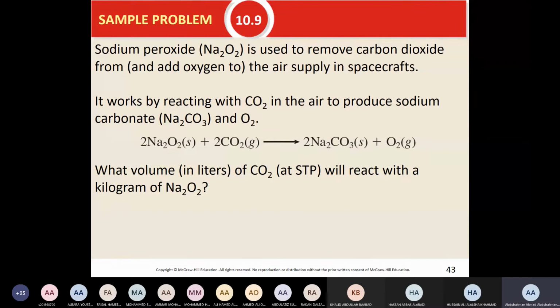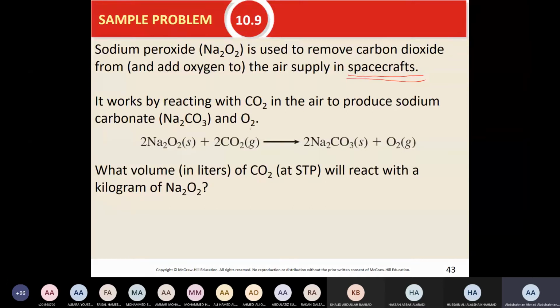Sodium peroxide is used to remove carbon dioxide from the air supply in spacecraft. So in spacecraft, you know, what do they call it in Arabic? The space shuttle. Yes. They use Na2O2 to remove CO2 in this reaction, like this.